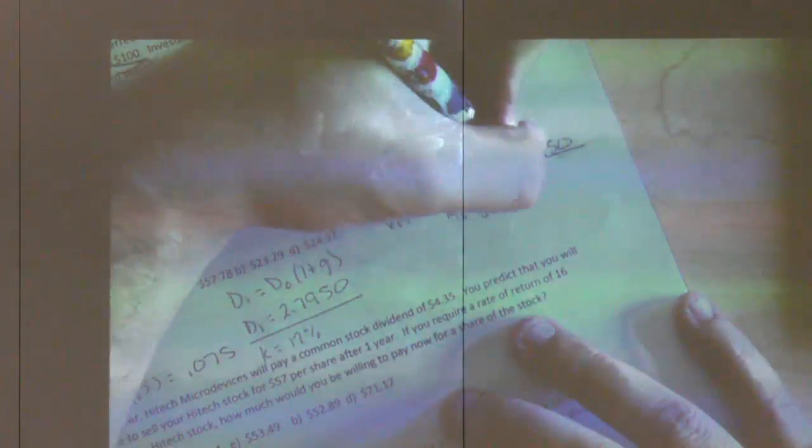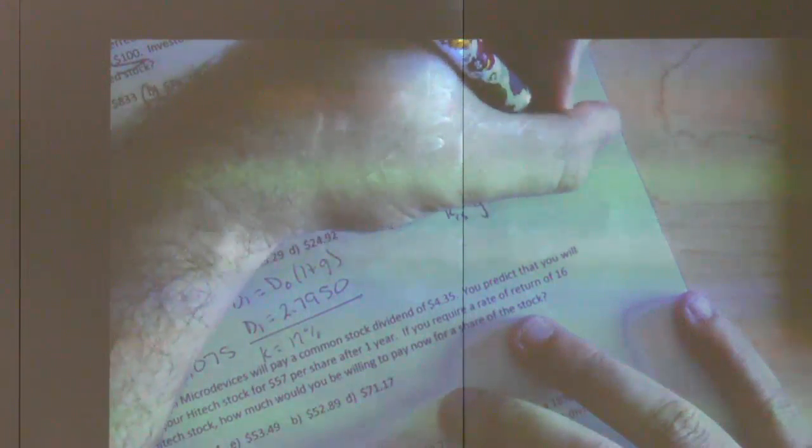So the intrinsic value of the common stock, VCS, equals your D1 over your K minus the growth rate. We know our K, we know our G, and we know our D1. So here it's just plugging in numbers again. Your K is 12. And you should end up with an intrinsic value of 62.11.